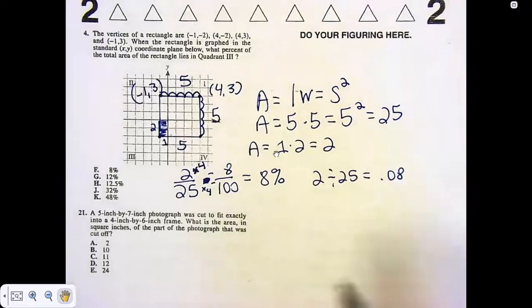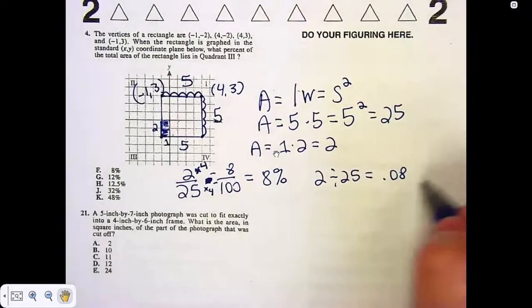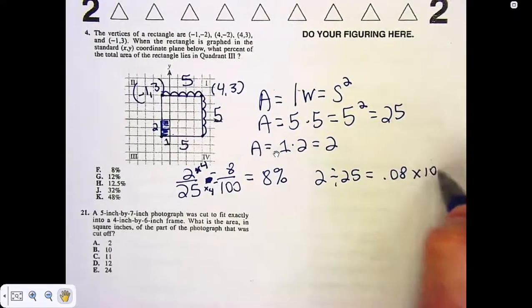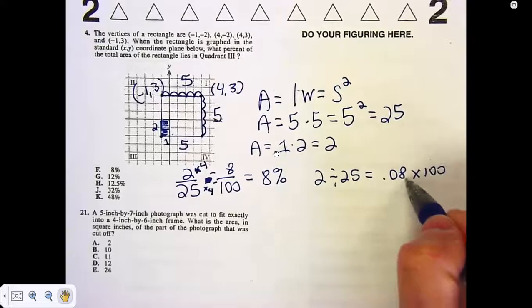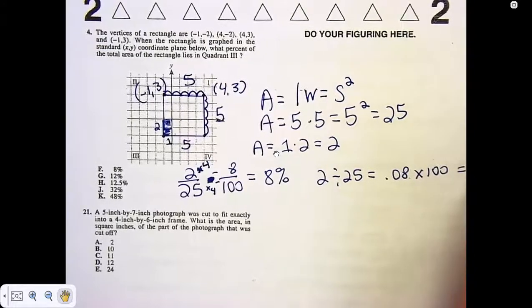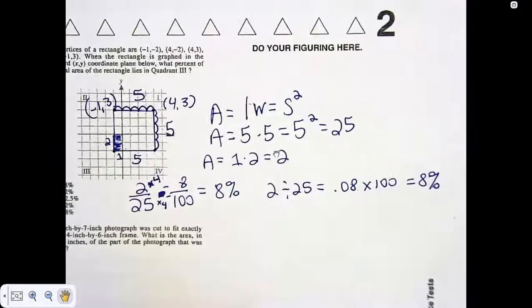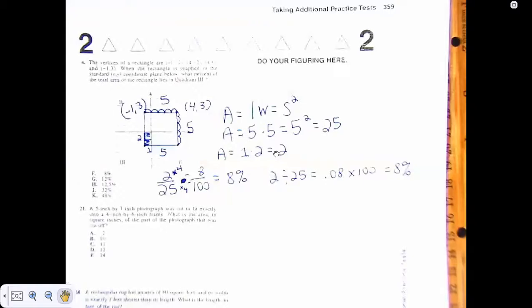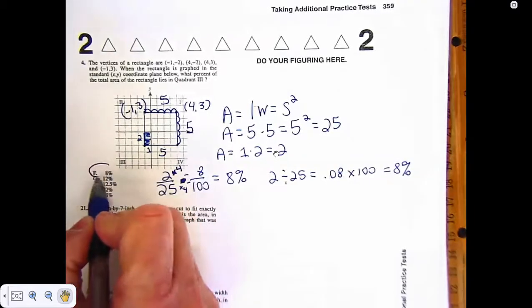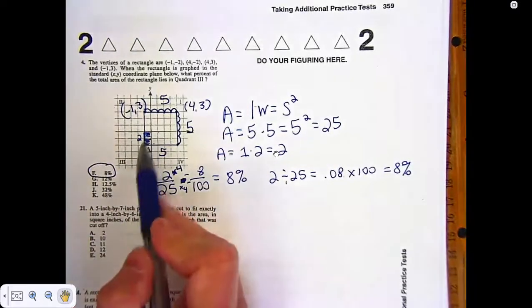And that's going to be 0.08. And of course, to get percent, you multiply by 100, which is going to end up moving the decimal 2 places to give us our percent. And so the correct answer to this was F. 8% of the area is in the quadrant 3.